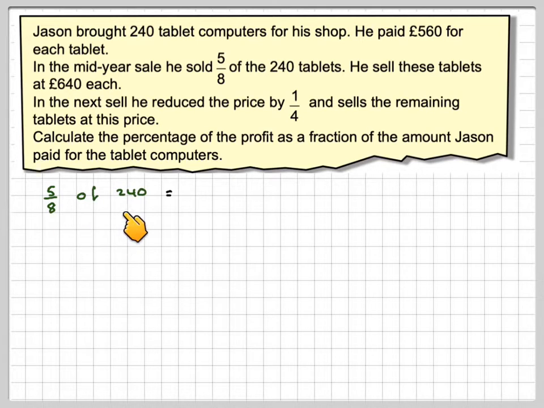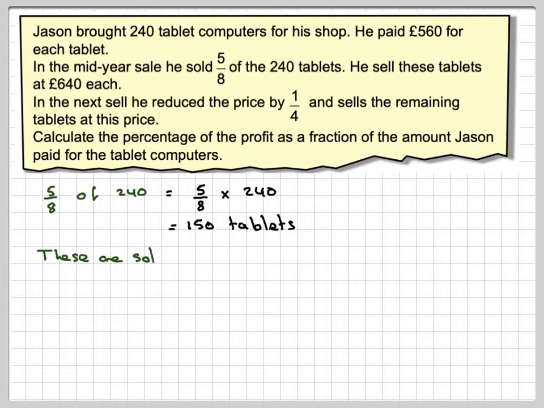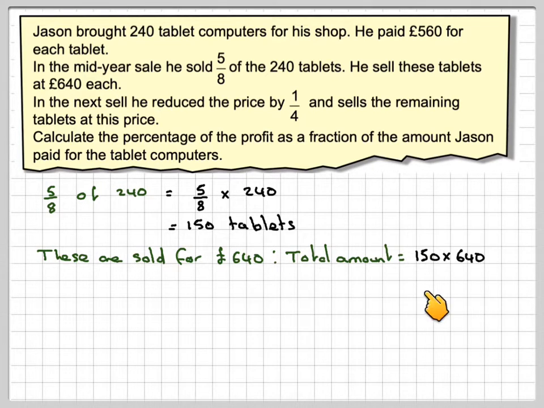So 5/8 of the original 240 is 5/8 times 240, which gives me 150 tablets. These tablets are sold for £640, so the amount of money he takes for that is going to be 150 times 640, which gives me £96,000.